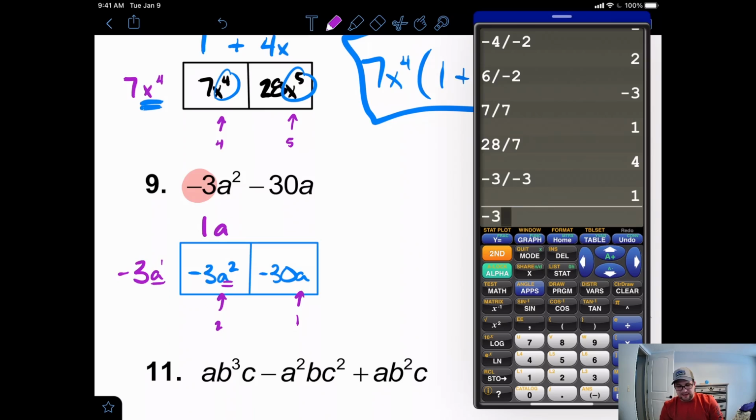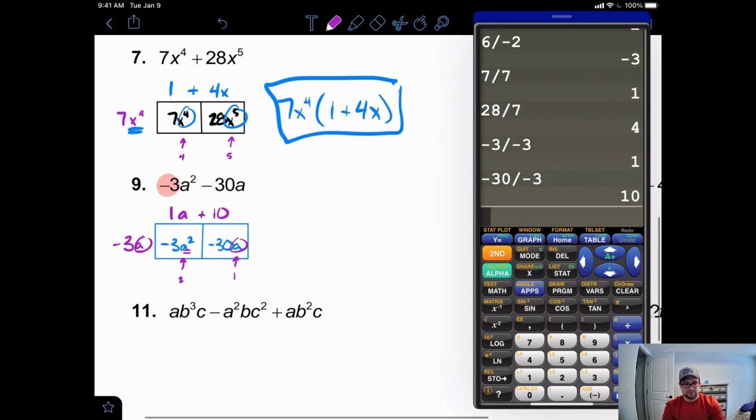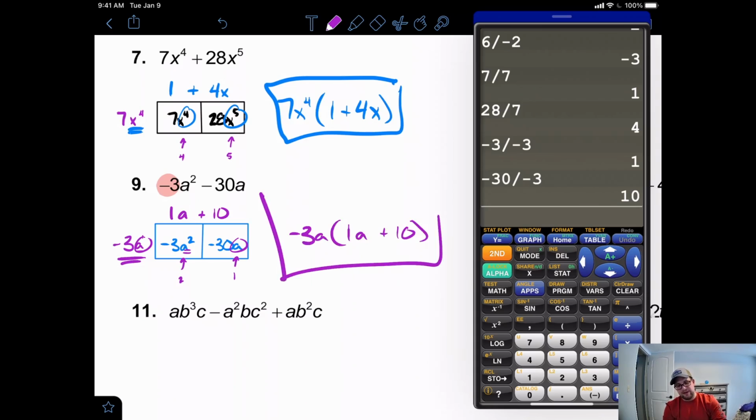If I take negative 30 and I divide that by a negative 3, that would leave me with 10. And 10 is positive, so we're going to have a plus here. Now I started with 1a and I took 1 away, so I don't have any a's left. So my final answer here will be negative 3a times (1a plus 10), and this will be my final answer.